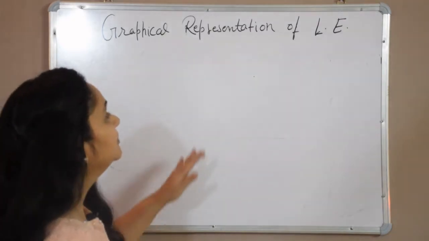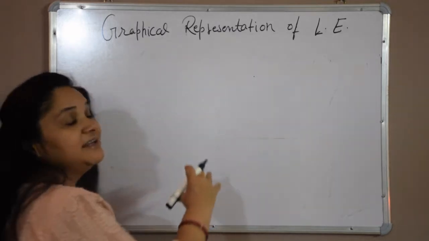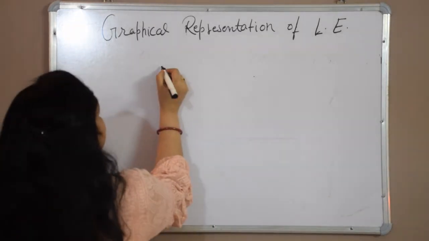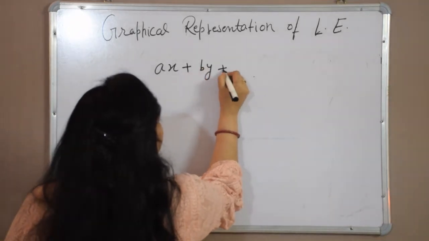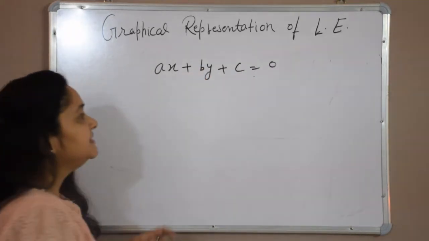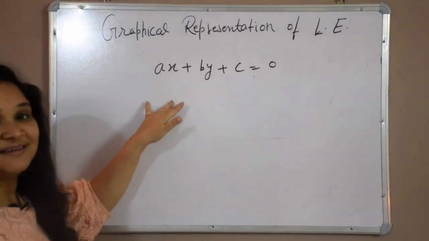Now we will come to linear equation. Today our topic is linear equation in two variables. We know our standard linear equation ax plus by plus c equals 0. It is a linear equation. Everyone is agreed? Why is it linear?